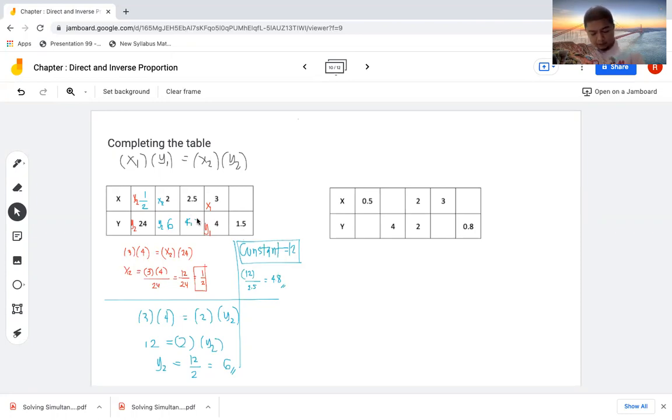Okay, I think my internet connection is having a problem. So from here, what you need to do is just do the same thing. So you assume that the constant is equivalent to 12 because this is the product of these two given values. Then that means for us to get this one, we will just have 12 as the constant value, and it will be divided by 1.5.